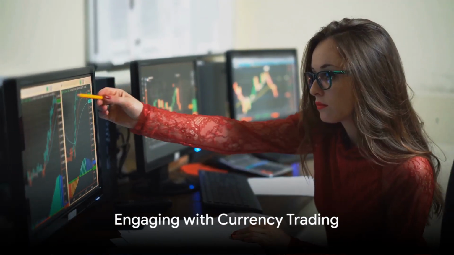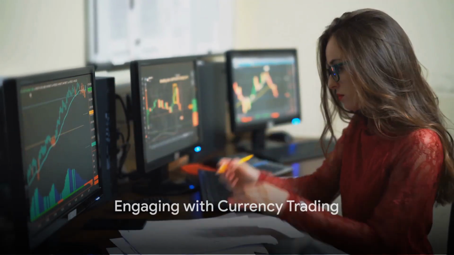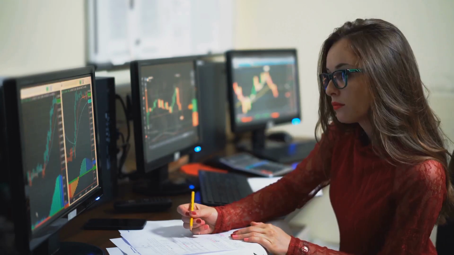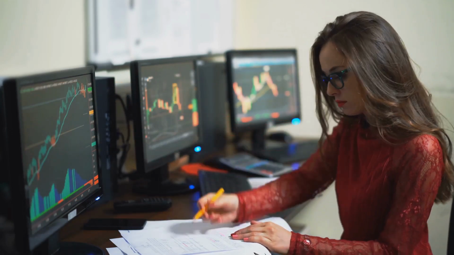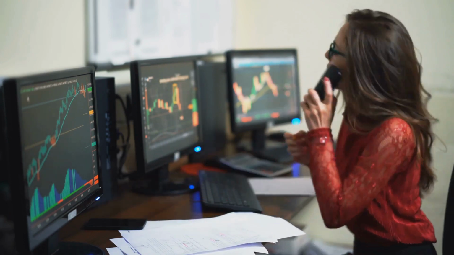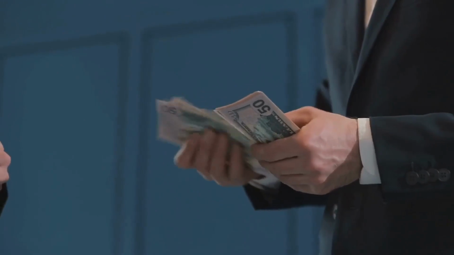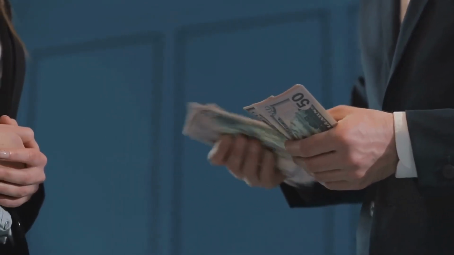Have you ever wondered how currency trading works and how traders make their decisions? Well, you're not alone. The world of currency trading, or Forex as it's also known, can seem daunting at first. But with the right knowledge, it can be a lucrative and exciting field to delve into.